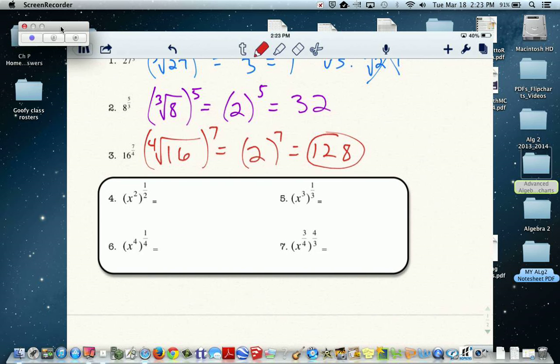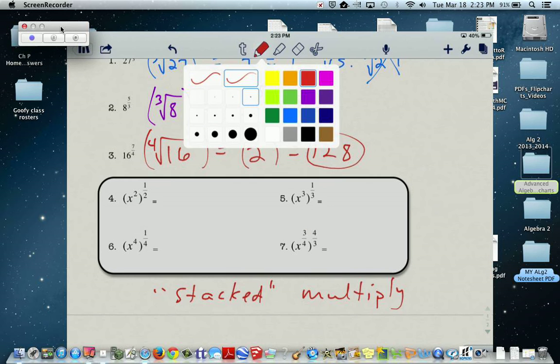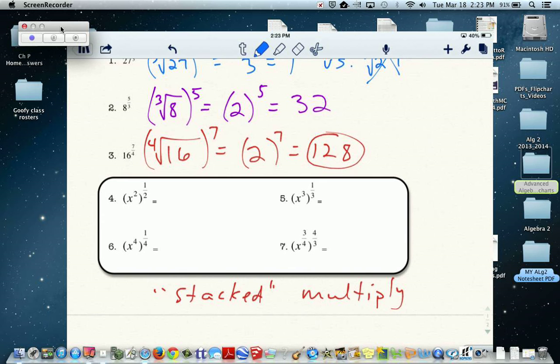What we want to remember when we look at these examples is stacked exponents. So when exponents are stacked, we want to multiply. So I'm going to start with number 5. That's x cubed right here, number 5, x cubed. So you go 3 times 1/3 gives me x to the 1st. But I don't need to write x to the 1st, I can just write x.